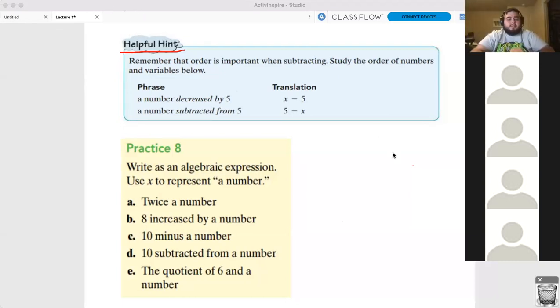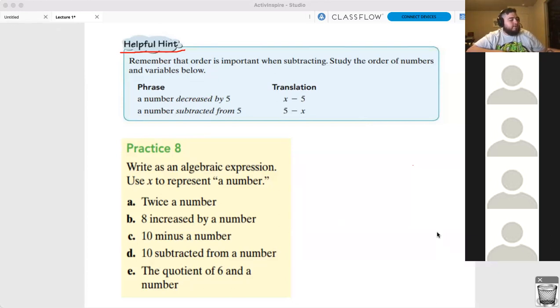Right, guys, that was the timer for this section. Let's work through these. Anyone still working on the practice problems, guys? Anyone still working? All right, let's go over them together. Write as an algebraic expression, use X to represent a number.